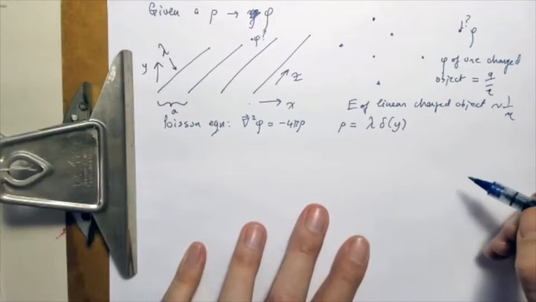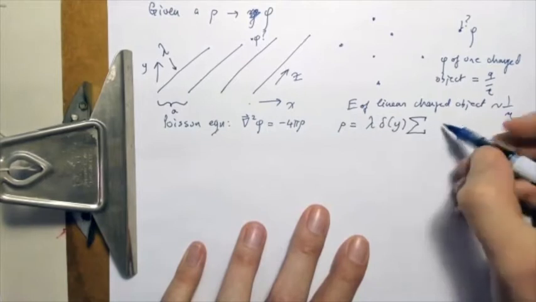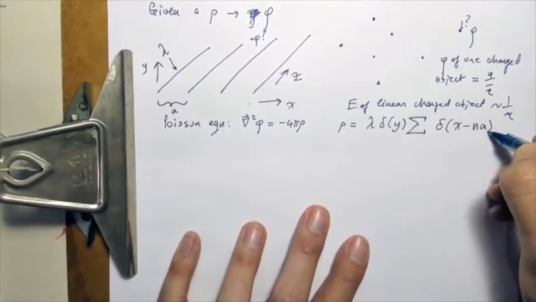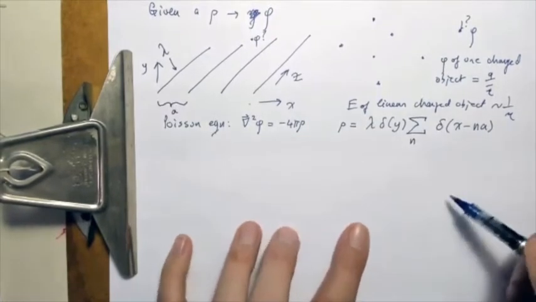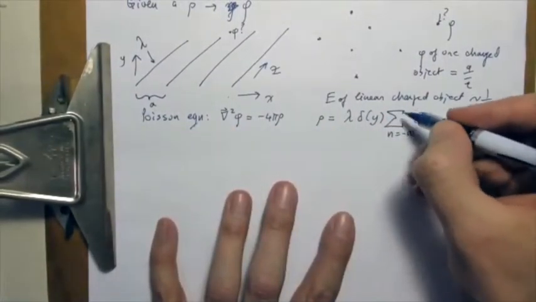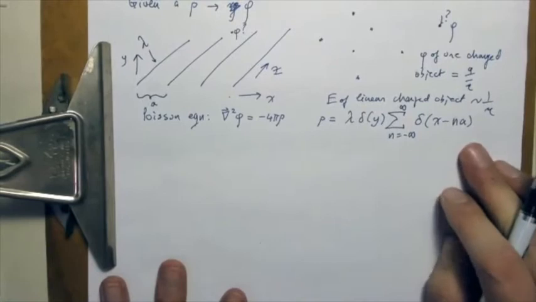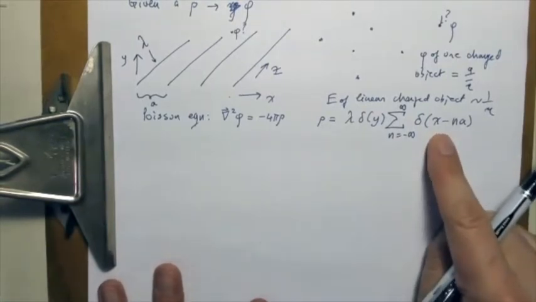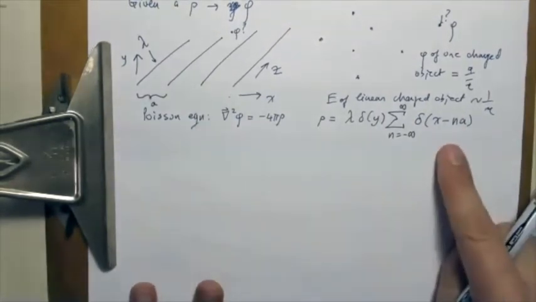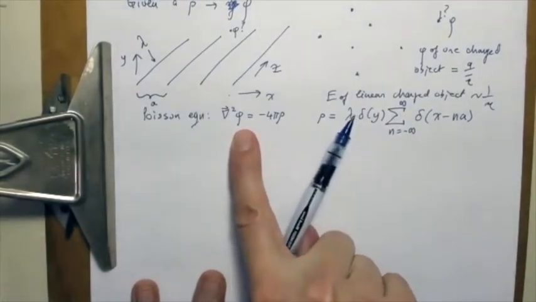We also need a set of delta functions that will tell us exactly where they are. So this is going to be delta of x minus n times a, and we let n, the index, run from minus infinity to infinity. So that's our rho. I don't think we missed any terms. So given this rho, how do you find the potential phi?